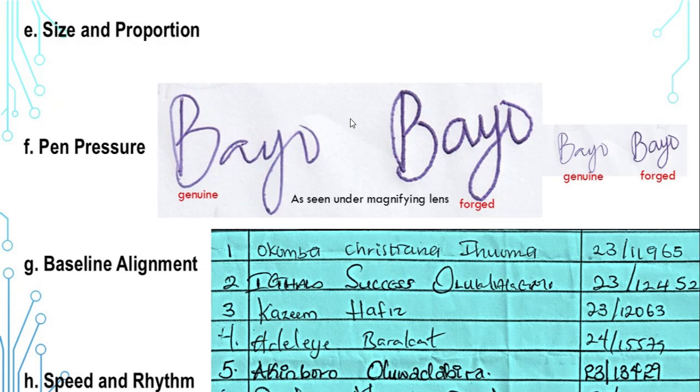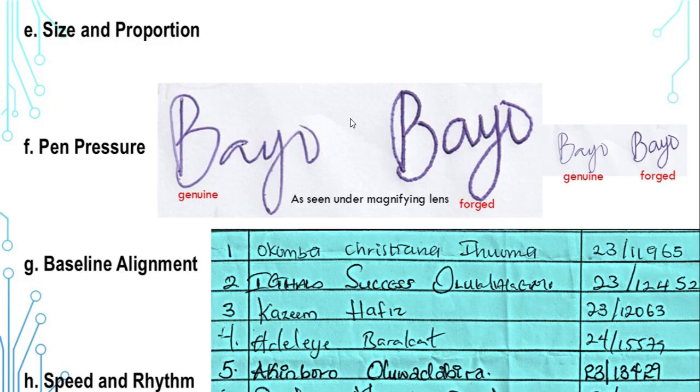Now look at this. Look at the screen. We look at your extreme right. You see two words, bio and bio. The same. If you look at the two of them, both of them are words that are similar, but one is genuine while the other one is forged.